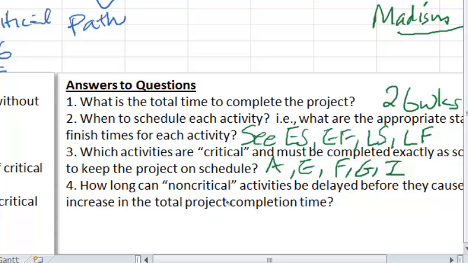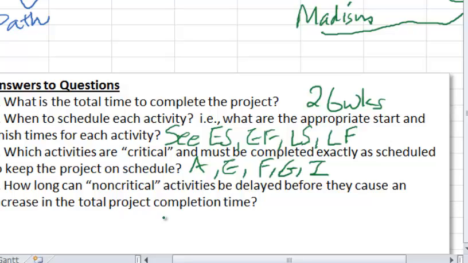And how long can non-critical activities be delayed before they cause an increase in the total project completion time? These were the slacks. So I would just say, see the slacks in the network. So that's the end of this example.